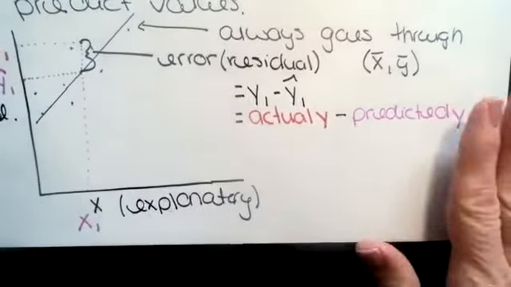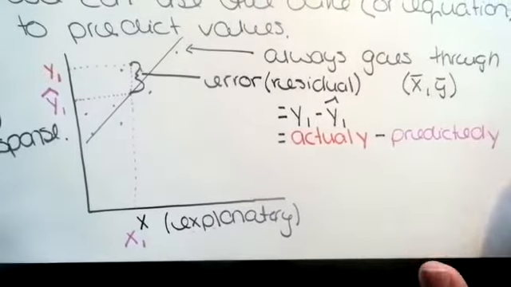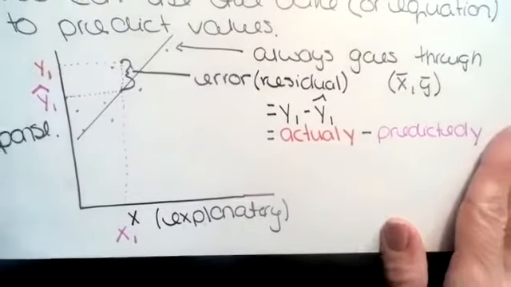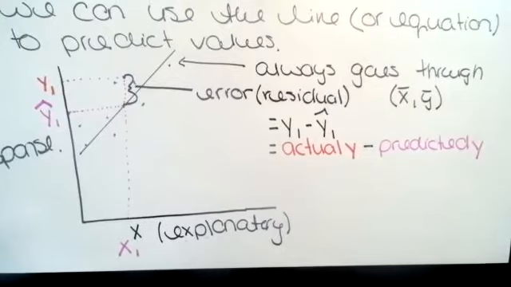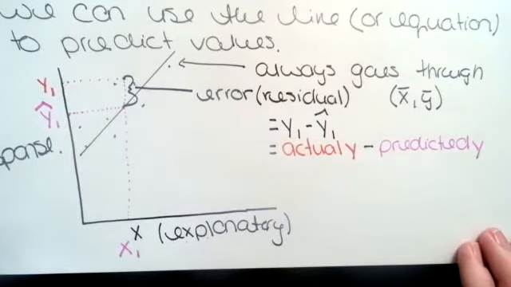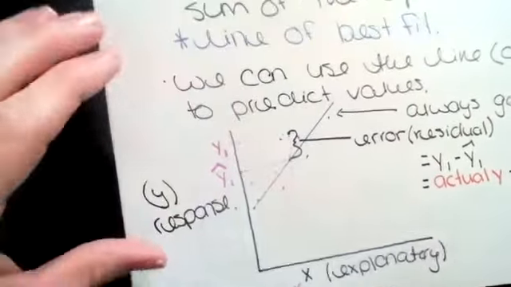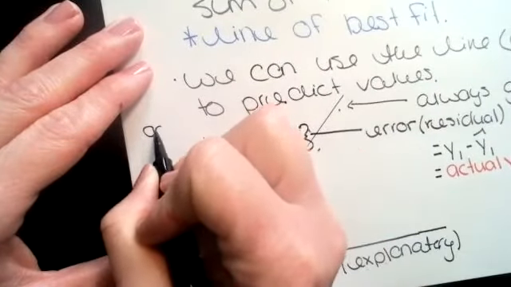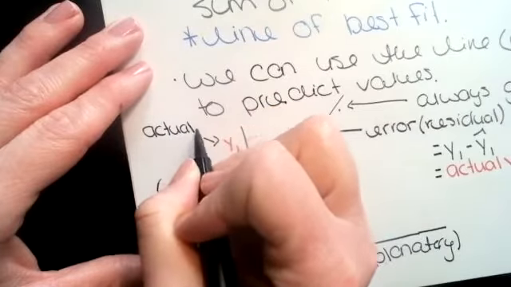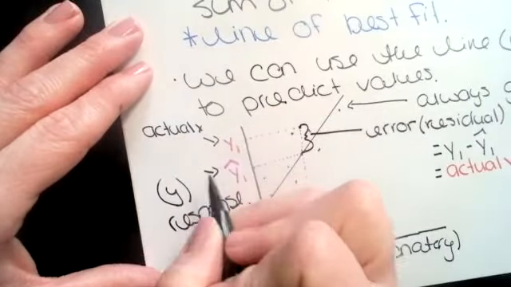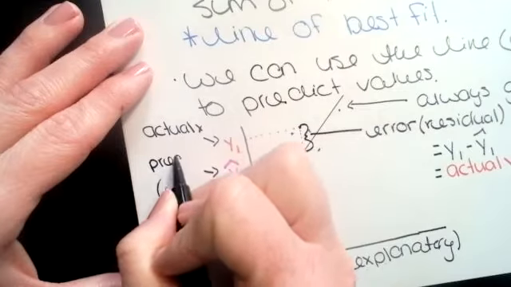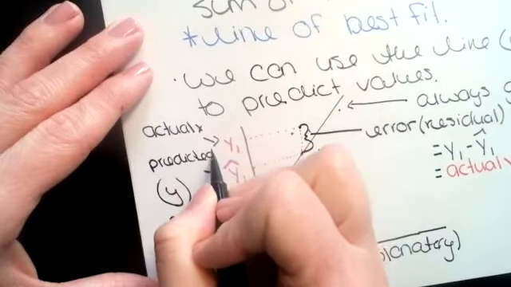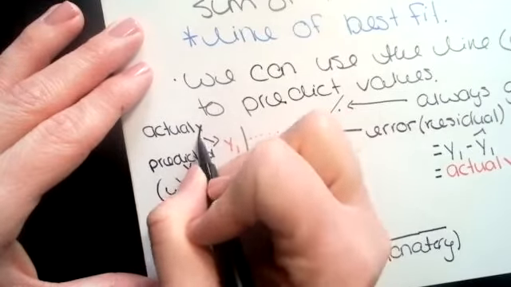So that just gives you a visual of what we're looking at here. Our least squares regression line is called the line of best fit. The line of best fit is also known as the line that minimizes the sum of the squared residuals, okay? I just want to note that this is an actual y and this is predicted y.